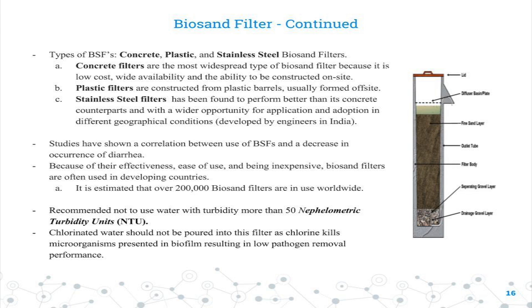Continuing with biosand filters, there are 3 different types: concrete filters, plastic filters, and stainless steel filters. But concrete filters are the most widespread type of biosand filter because of their low cost, wide availability, and the ability to be constructed on site. Studies have shown a correlation between use of biosand filters and a decrease in the occurrence of diarrhea. And because of their effectiveness, ease of use, and being inexpensive, biosand filters are often used in developing countries.